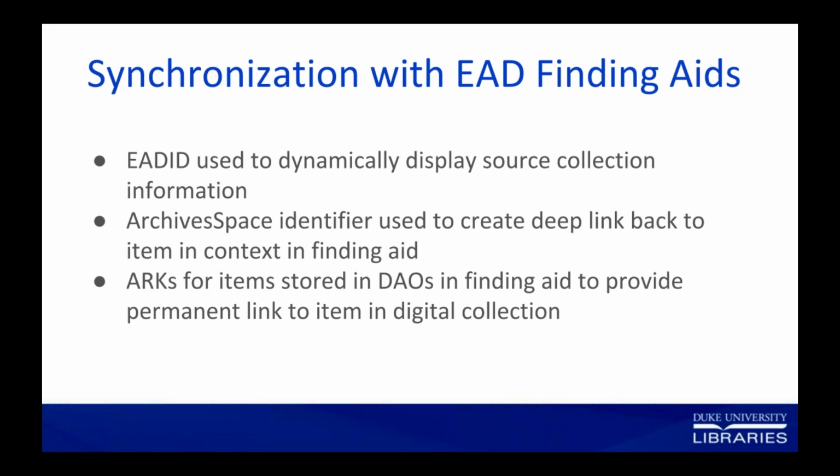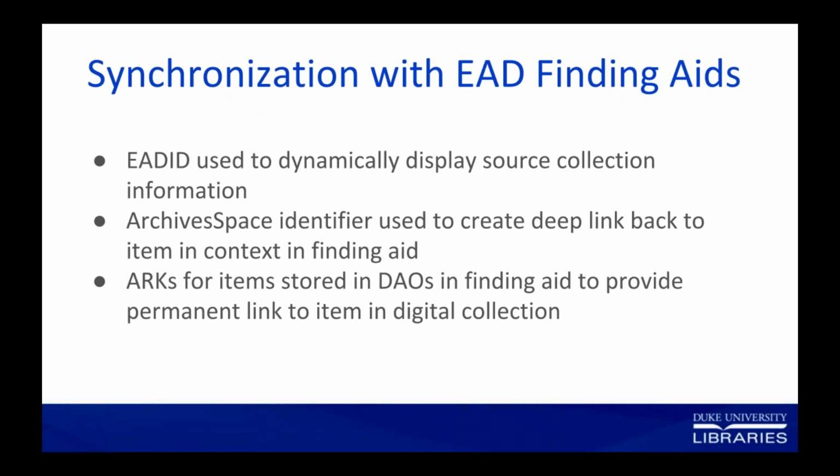So we developed a few different techniques. We store the EAD ID. This is the unique identifier for the collection from the finding aid. And we store this in each item record in the digital collection in order to dynamically generate source collection information, like pulled dynamically from the finding aids for the digitized materials.